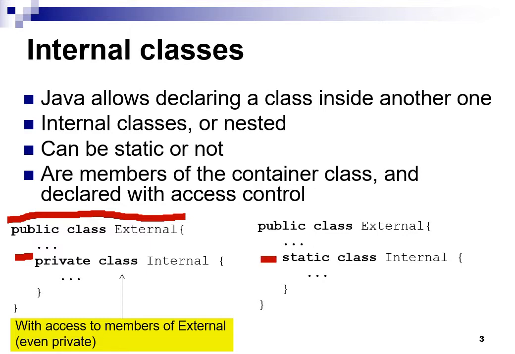You see here that there are two different types of internal classes, the ones that are static and the others that are not. In either case, you can also declare access control. For example, you can declare this internal class to be private. This has package visibility, but you can also declare public and protected internal classes.